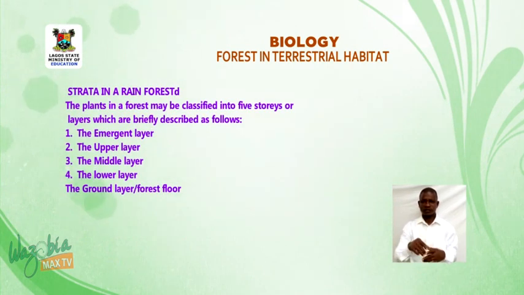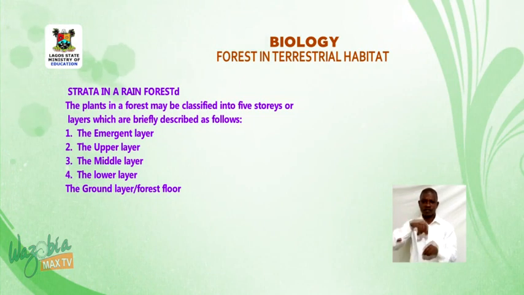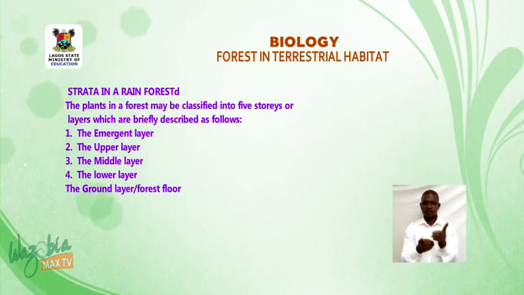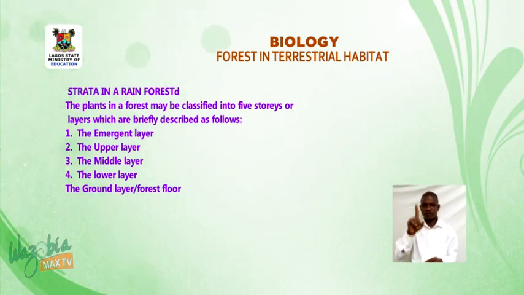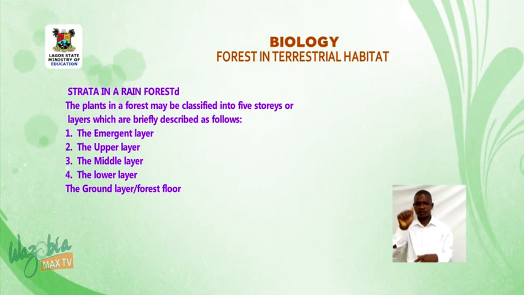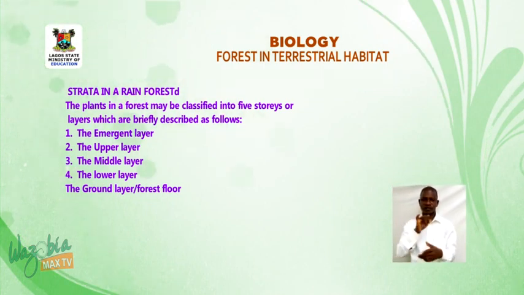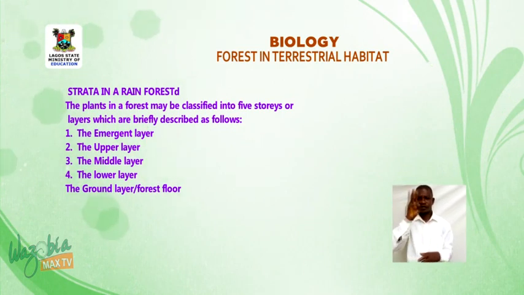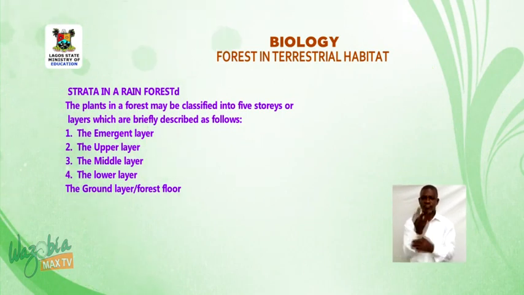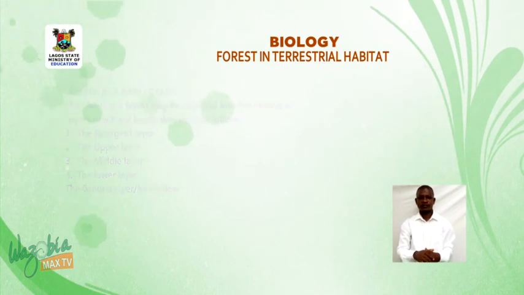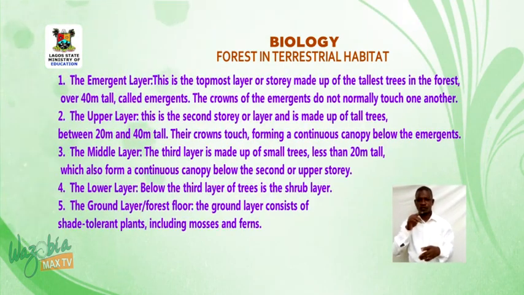Now, let's look at the strata in the rainforest. The plants in the forest may be classified into 5 stories or layers, which are briefly described as follows. 1. The emergent layer. 2. The upper layer. 3. The middle layer. 4. The lower layer. And 5. The ground layer or forest floor. Now let's look at them one after the other.